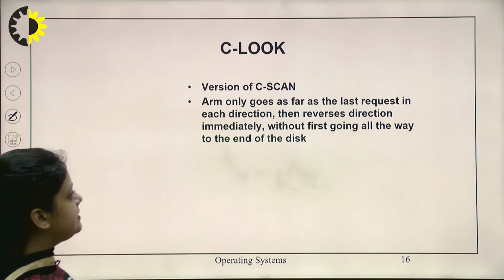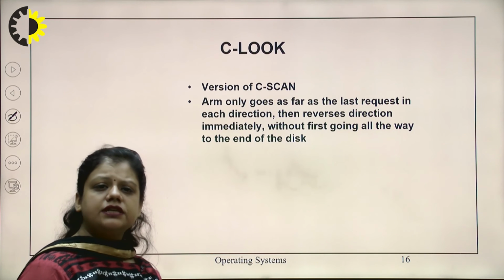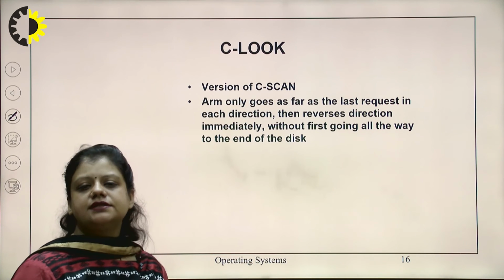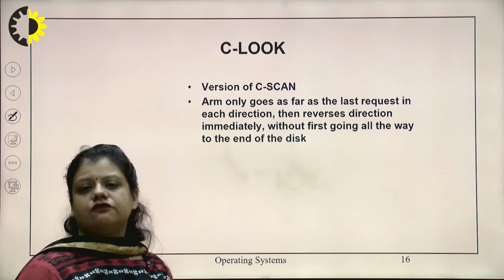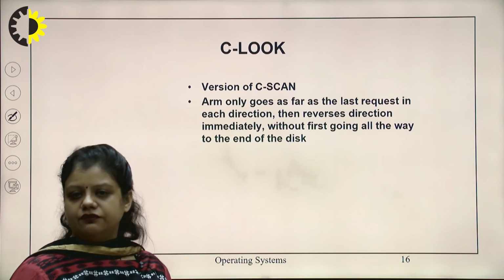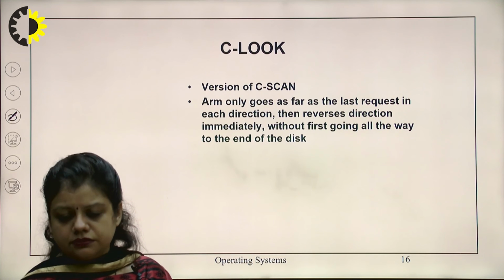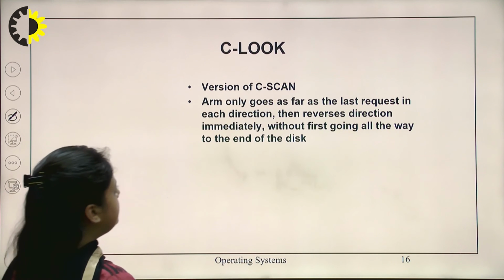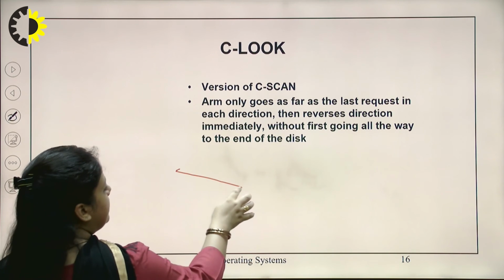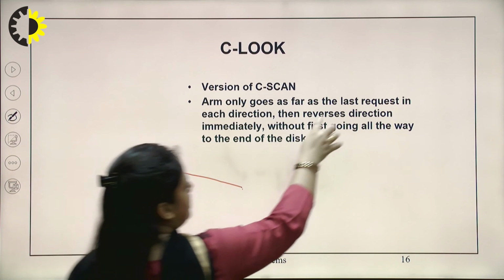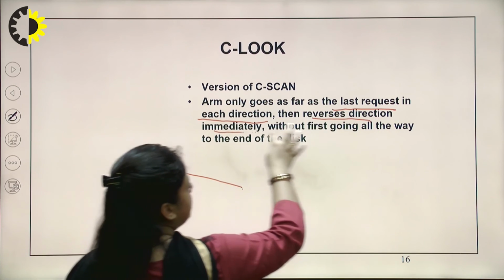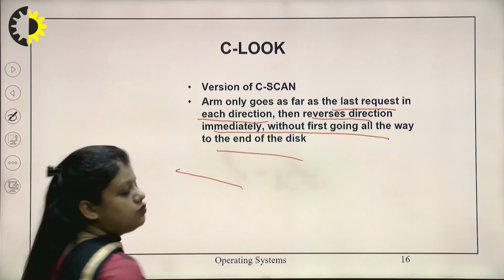Coming to the next, C-LOOK. Again, C-LOOK is just a version of C-SCAN. As we have SCAN and C-SCAN, we have LOOK and C-LOOK. LOOK was a version of SCAN, and C-LOOK is the version of C-SCAN. In C-LOOK, it services requests, goes as far as the last request in each direction, then reverses the direction immediately without first going all the way to the end of the disk.